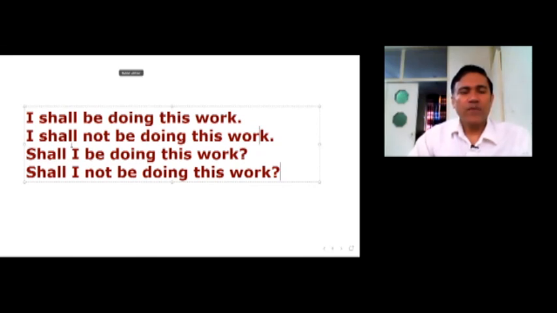So in this way, you can change the subject and you can change the verb and you can make a lot of sentences. You can change here: she will be doing this work. She will not be doing this work. Will she be doing this work? Will she not be doing this work? Then you can change the subject to they. They will be doing this work. They will not be doing this work. Will they be doing this work? Will they not be doing this work?